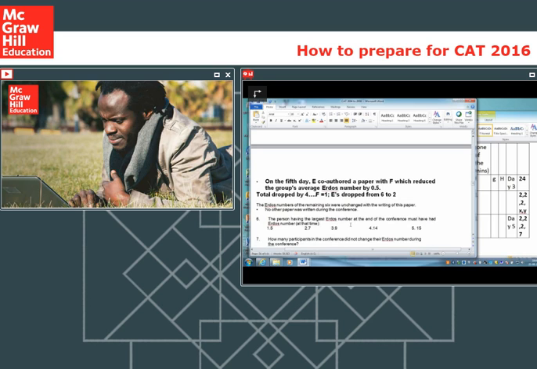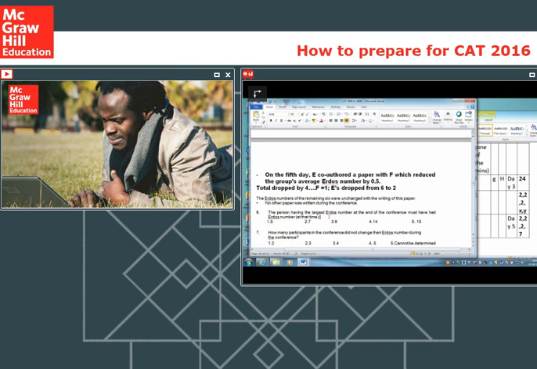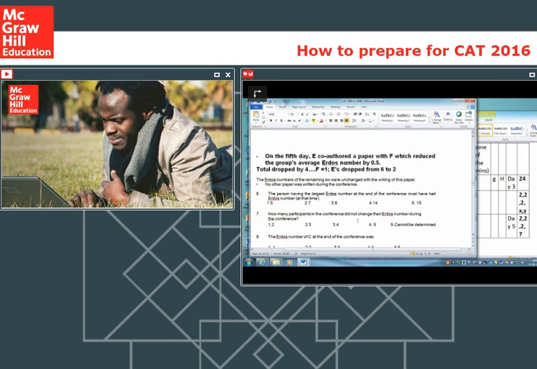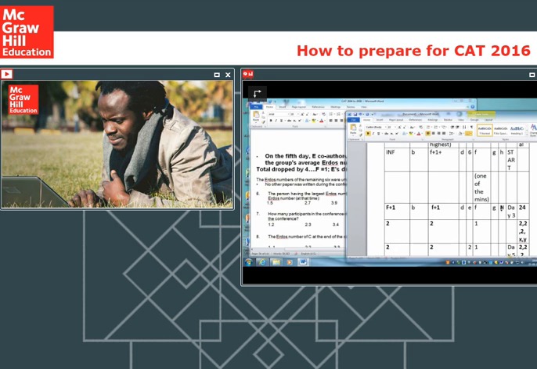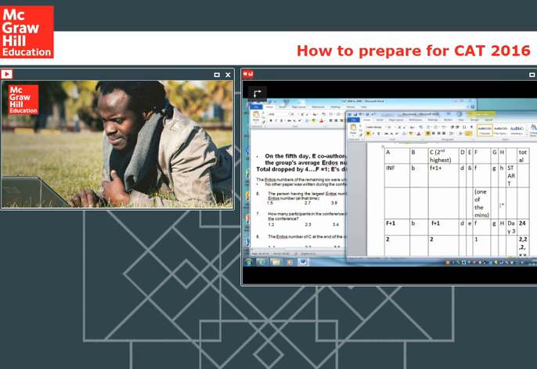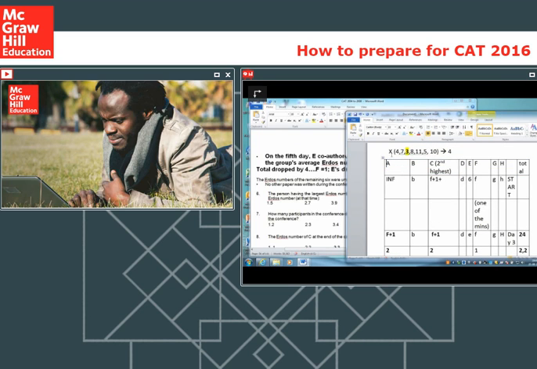So the question, now let's look at the questions. The person having the largest Erdos number at the end of the conference must have had an Erdos number of 7. How many participants in the conference did not change their Erdos number? So we need to trace this. Who all did not change? So for that you can think of who changed. So you realize that A did change it. A changed it.